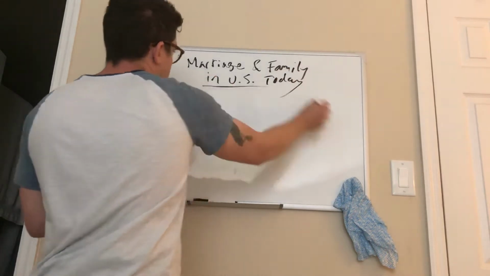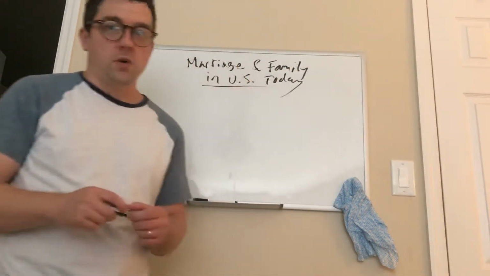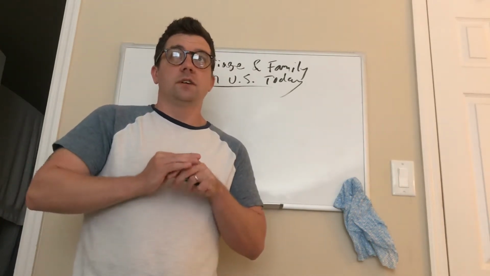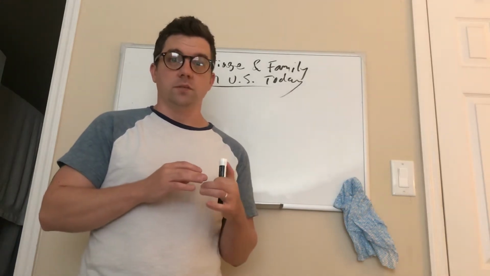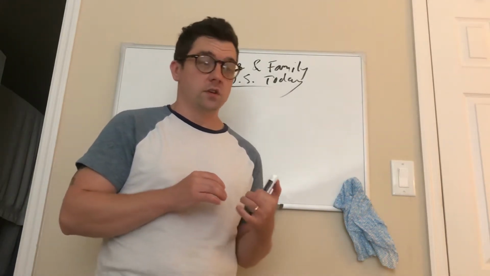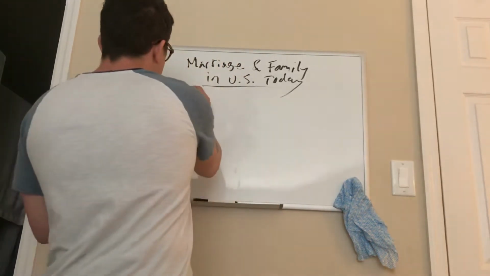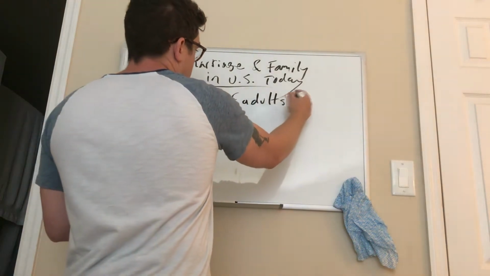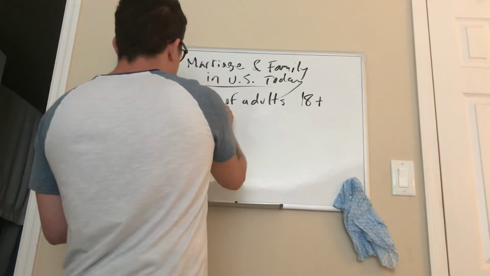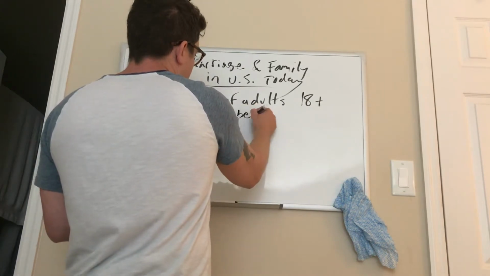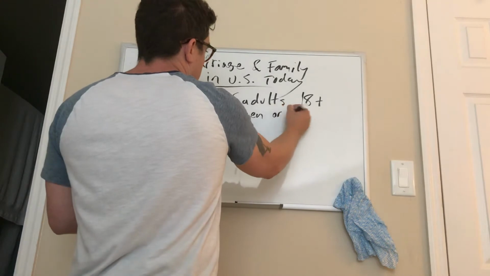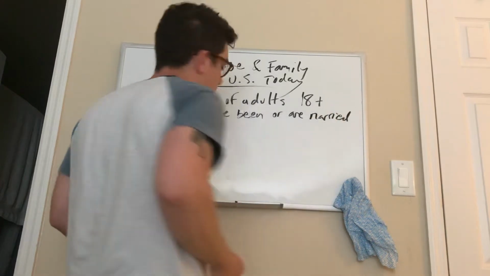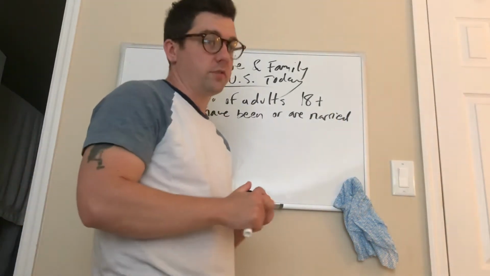I'll have some statistics and things like that. So in the U.S. today, marriage is still a really popular institution, right? Most adults get married. 72% of adults, meaning people age 18 and up, have been or are married. I say have been because some are divorced. So have been or are currently married. That's a lot of people, 72% of everyone over the age of 18.